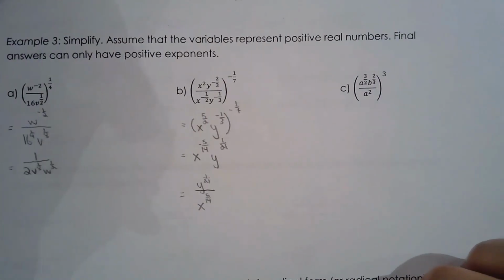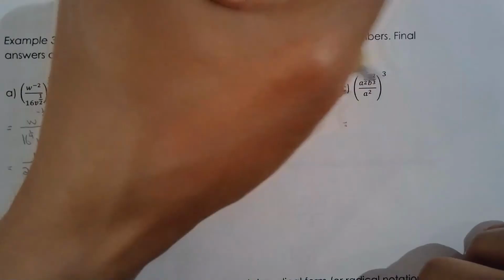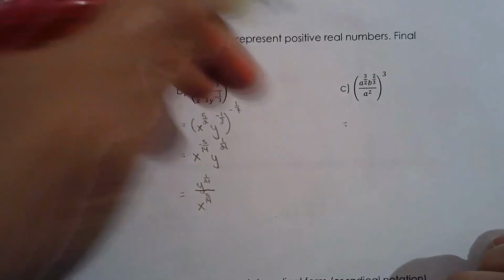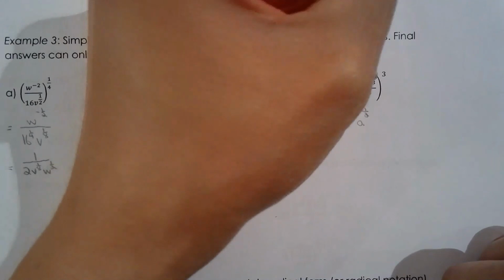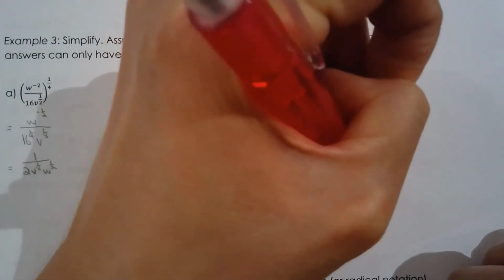All right, so here, once again, I'm going to simplify inside the brackets first. So it's 3 over 2 minus 2 because of the quotient law of exponents. So 1.5 minus 2 is negative half. Nothing happens to b. Negative exponent. And there we go.